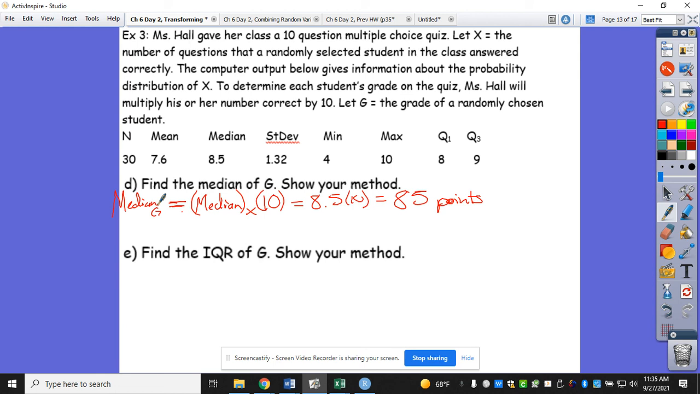What happens to our interquartile range? Gets multiplied. And what was our interquartile range? Didn't give it to us. We can look at that real quick.